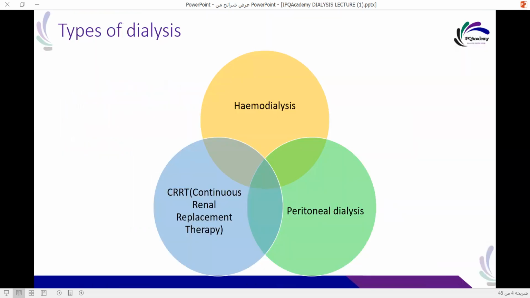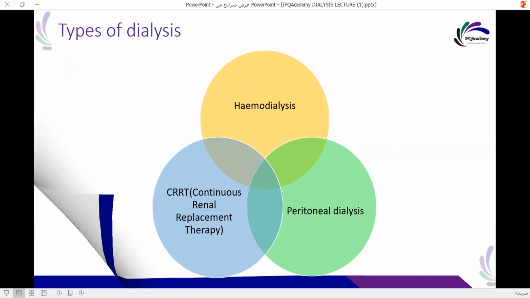Okay, so I have here three types of dialysis: hemodialysis, peritoneal dialysis, and CRRT, which stands for continuous renal replacement therapy. This one is used for patients who are hemodynamically unstable. They can't bear these two types of dialysis, so it's used in the ICU for patients who need dialysis.